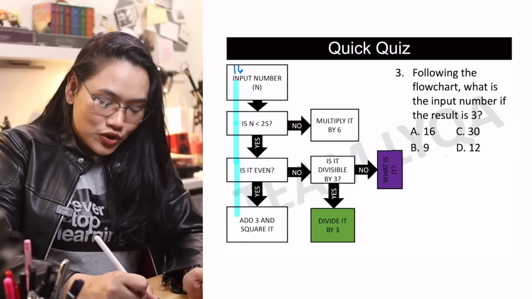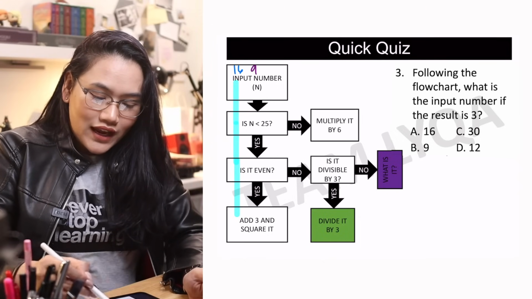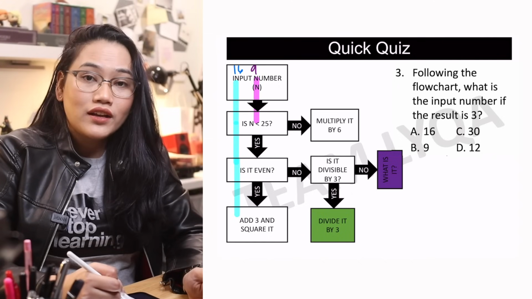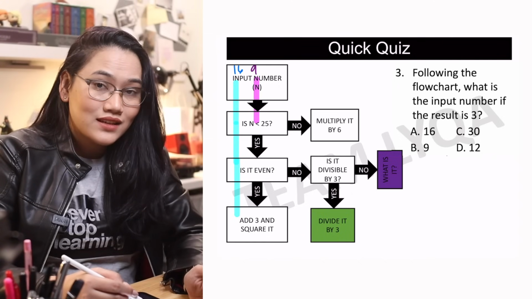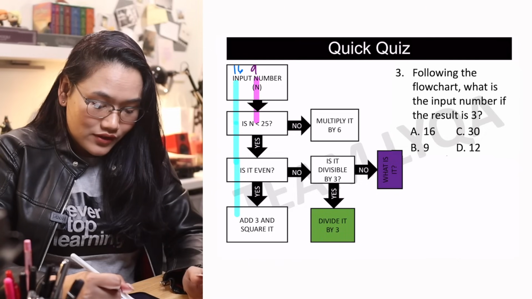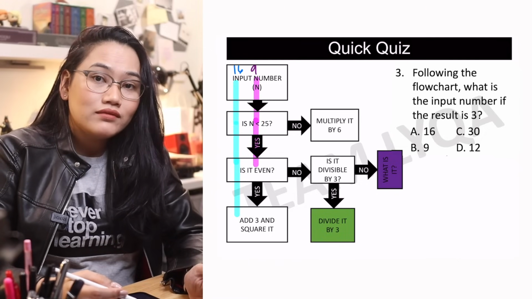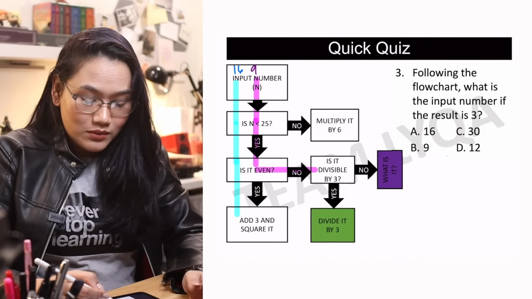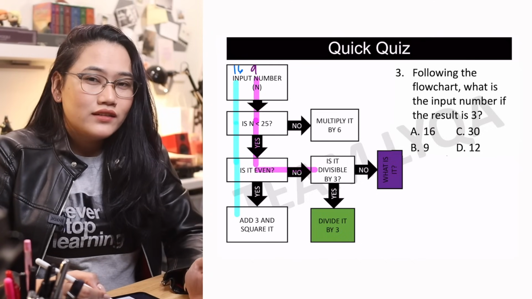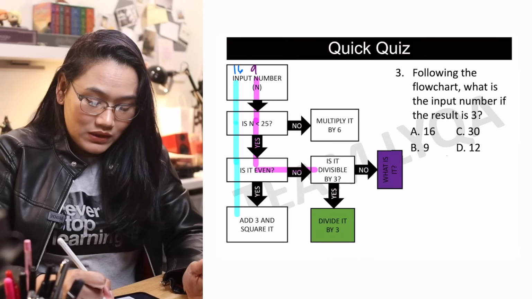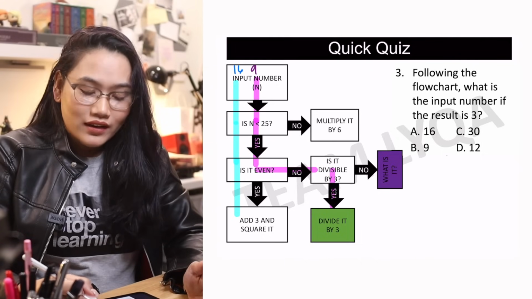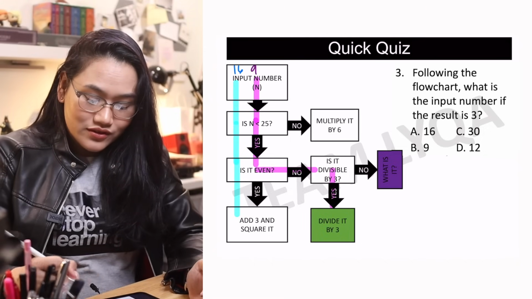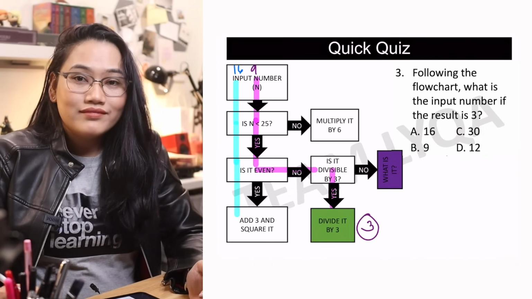Dito tayo sa susunod na option, 9. Kung susundan natin yung flow ng ating flow chart, bababa tayo dito. Is n smaller than or less than 25? The answer would be yes. Mas maliit ang 9 sa 25. So, bababa tayo dito. Is it even? Ang 9 ay odd number, so we turn right. Is it divisible by 3? Pwede bang i-divide ang 9 sa 3? The answer would be yes. So, bababa tayo dito. And then, it says divide it by 3. 9 divided by 3 is 3. So, ang sagot natin, 9.